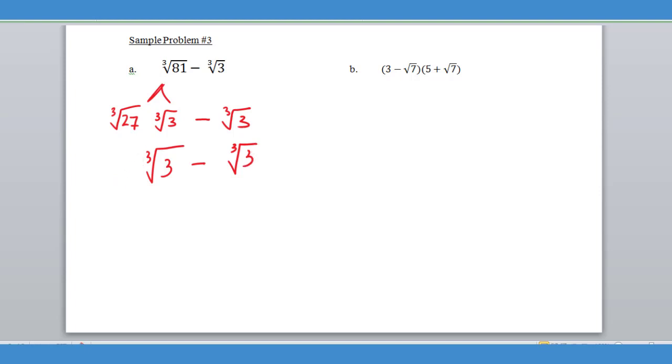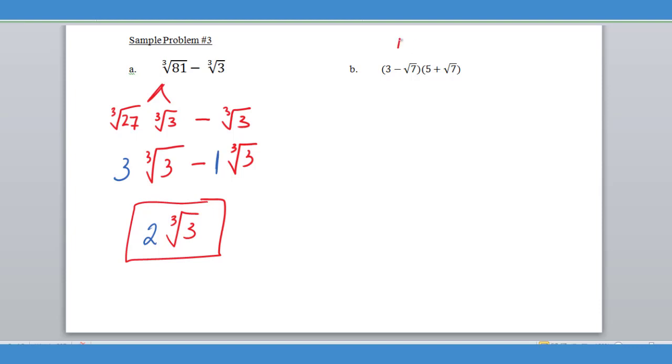So that it's not as confusing, I'll use a different color here so that you can see the coefficients. I know we have a lot of 3's going on right there. It's kind of hard to see. So now we have 3 times the cube root of 3 minus 1 times the cube root of 3, and we can simply subtract the coefficients and then carry the like term. And so we get 2 times the cube root of 3. And that's basically simplifying radicals using like terms.